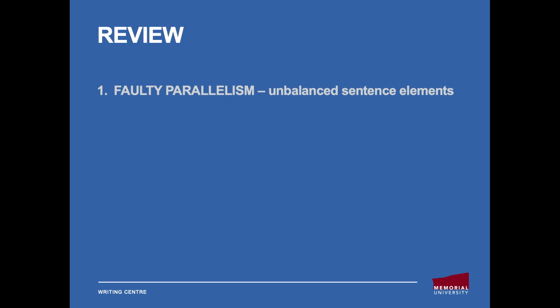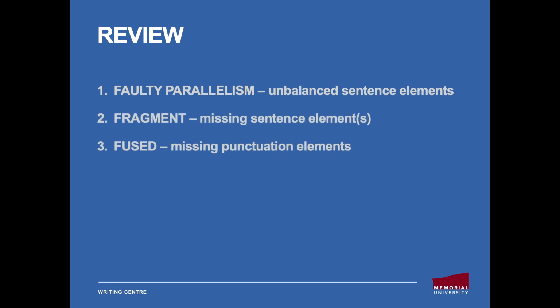Let's do a quick recap of the common sentence problems that are presented here in today's tutorial. Faulty parallelism is when you have an unbalanced set of sentence elements. Fragment sentences have missing elements. A fuse sentence problem involves missing punctuation and, in addition, some missing words as a sentence is running together. A comma splice refers to the misusage of a comma, placed incorrectly.